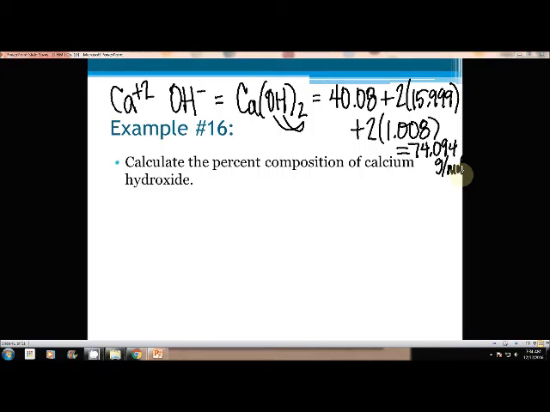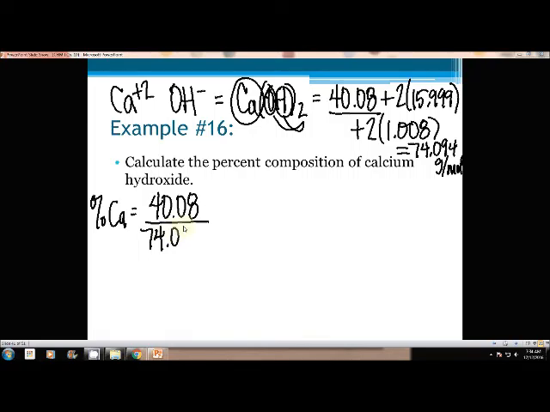Now, we have this time calcium, oxygen, and hydrogen. So we actually have 3 percentages to solve for this time. We're going to break up the polyatomic ion just like we did for finding the molar mass. Okay? So I'm going to start with calcium first since it came first. And I'm going to take the mass of the calcium, so the 40.08, the molar mass of calcium, on top. I don't have to multiply by anything because there's just one of them, divided by our total molar mass that we just solved for, the 74.094, times 100, and I got that to be 54.1% calcium.